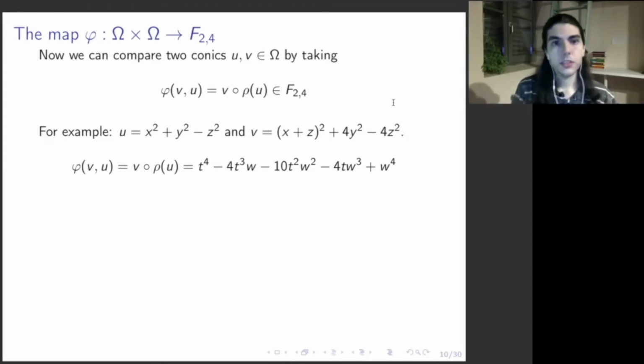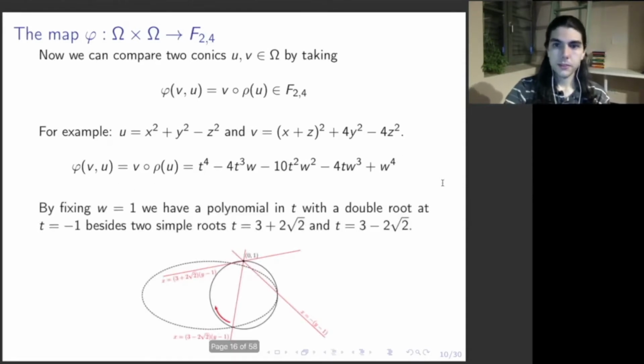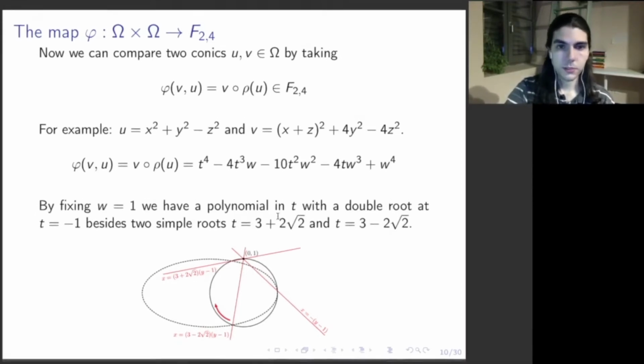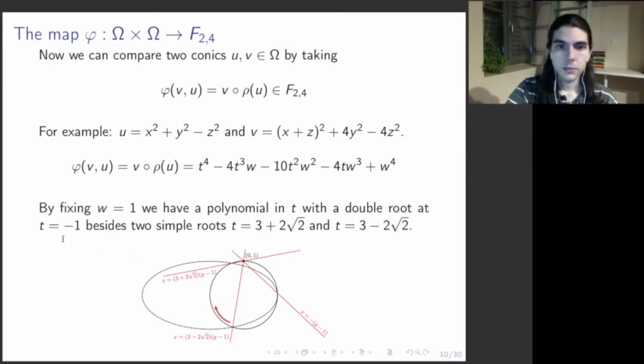For example, we can consider two conics, the unitary circle, which we already have the polynomial parametrization, and here I chose an ellipse given by this expression. So if we compute phi of vu, it gives us this polynomial, and by studying this polynomial we can talk about the relation of u and v. For example, it has 4 roots, namely a double root at t equals -1 and 2 simple roots, which are here. They point out exactly at which lines they are the intersections of these two conics.